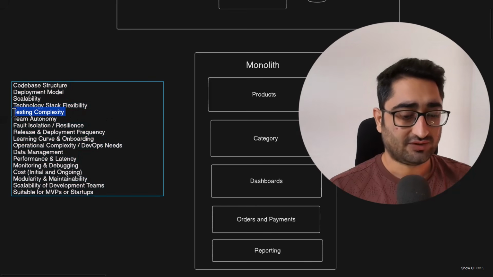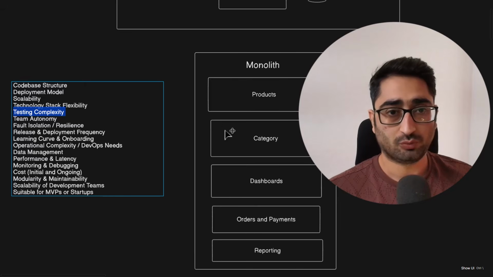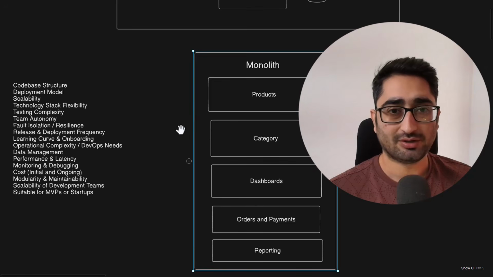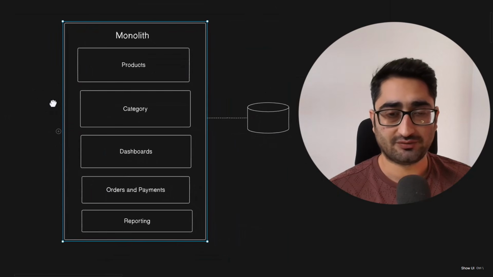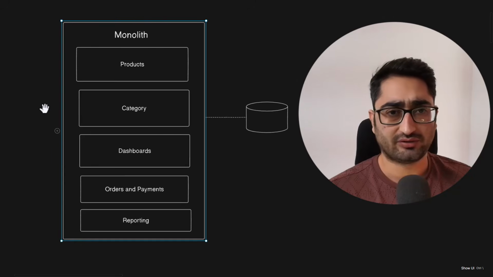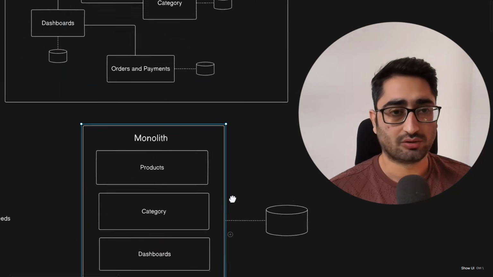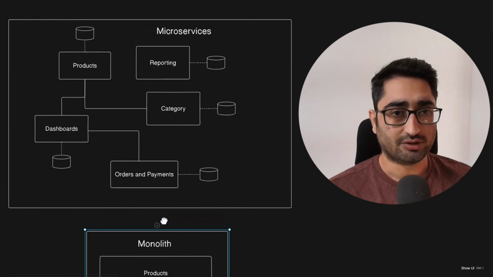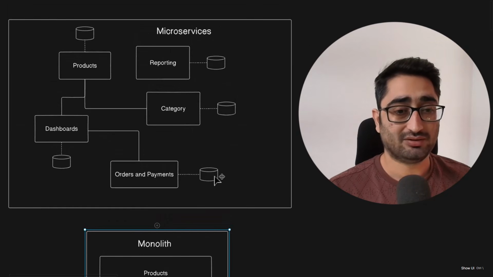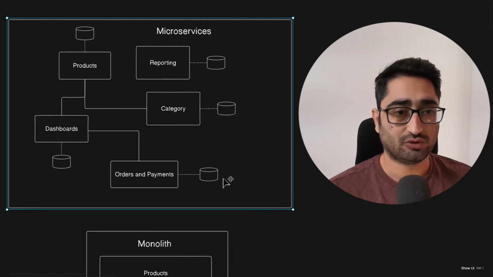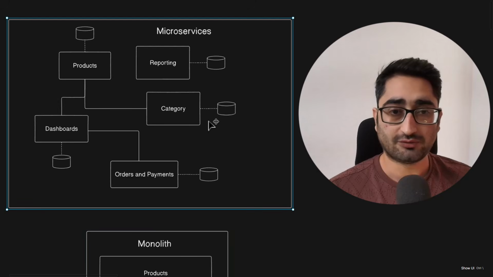Testing complexity. Now, of course, with monolith architecture, there is only a single app. So testing is relatively straightforward. You have to just write test cases. You have to do integration testing, unit test cases, end-to-end testing. Whichever approach you want to follow, you have to write code for that. Now over here, when it comes to microservices, testing in the beginning phases can be a little bit challenging because you have to write test cases for all these services that exist.